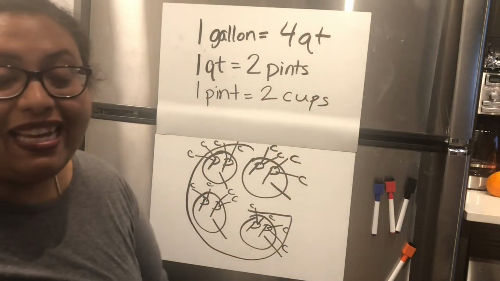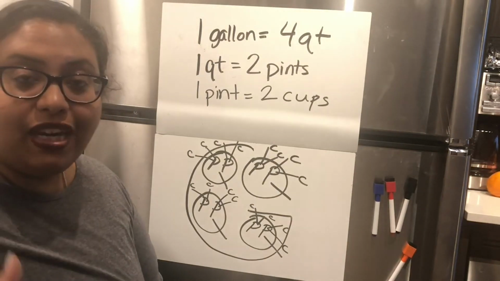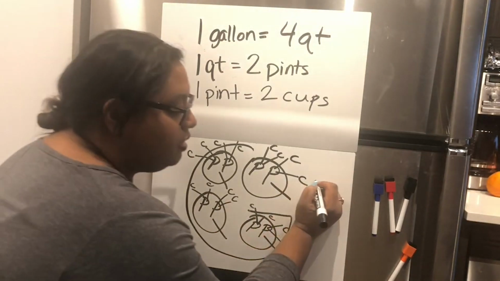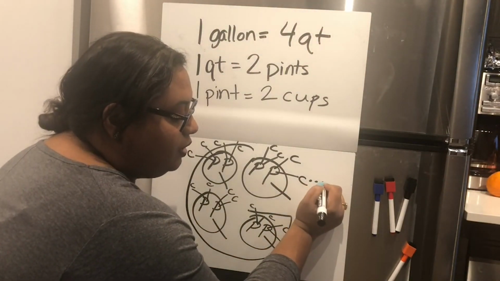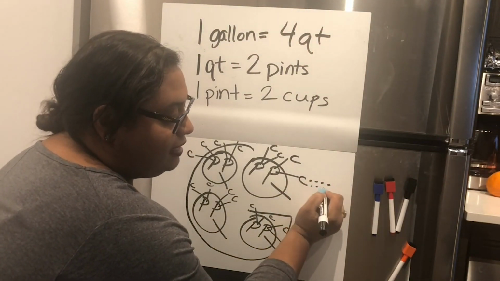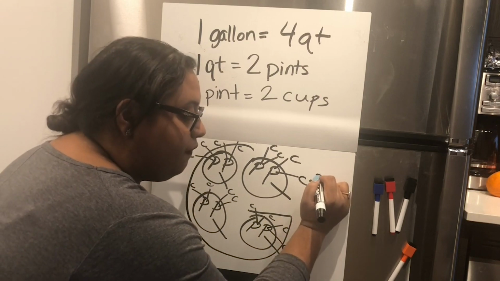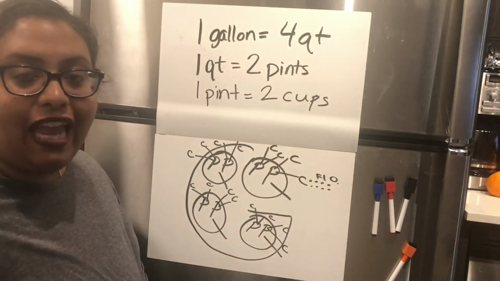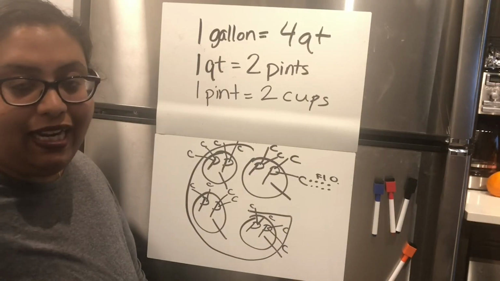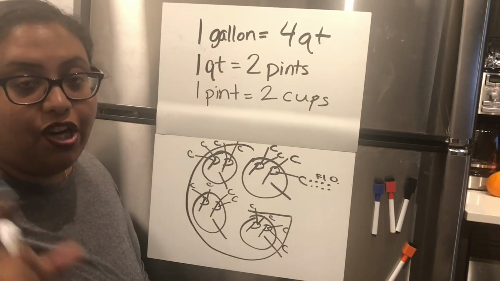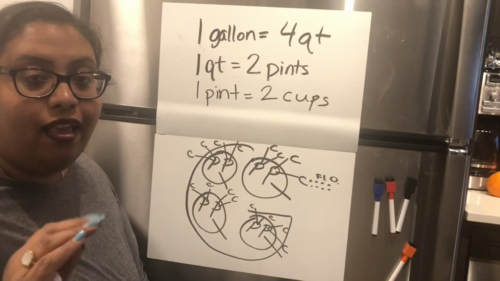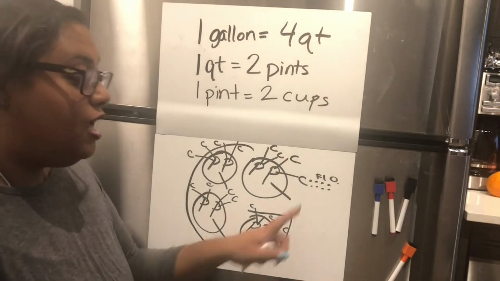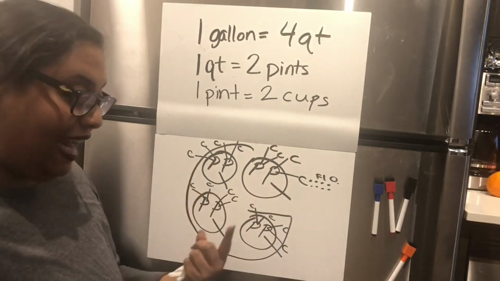Okay, now in each cup, like if you're drinking a cup of milk, that cup of milk holds 1, 2, 3, 4, 5, 6, 7, 8 fluid ounces. So fluid ounces, if you ever look at anything that has liquid in it, the bottle or the container, it will say FL OZ. That means fluid ounces. It's talking about liquid. So each cup can hold 8.